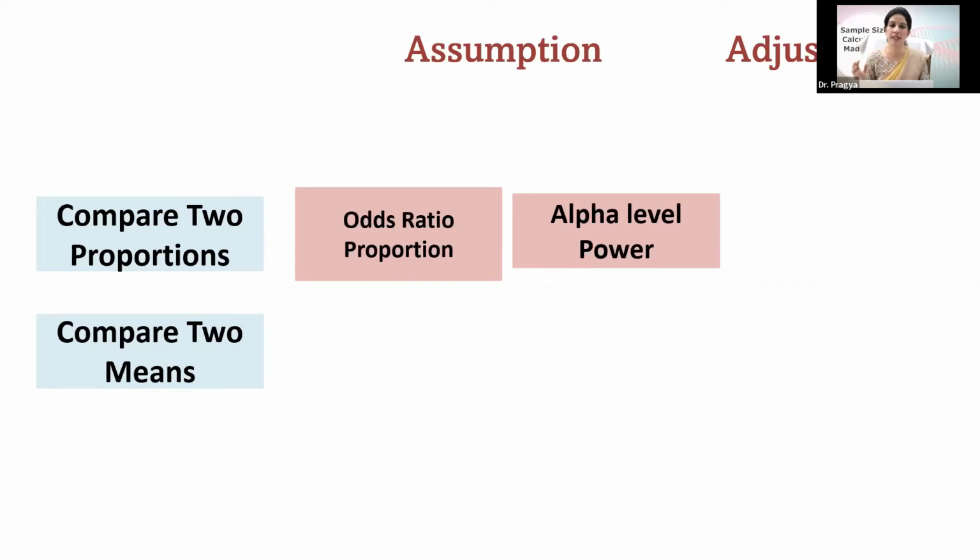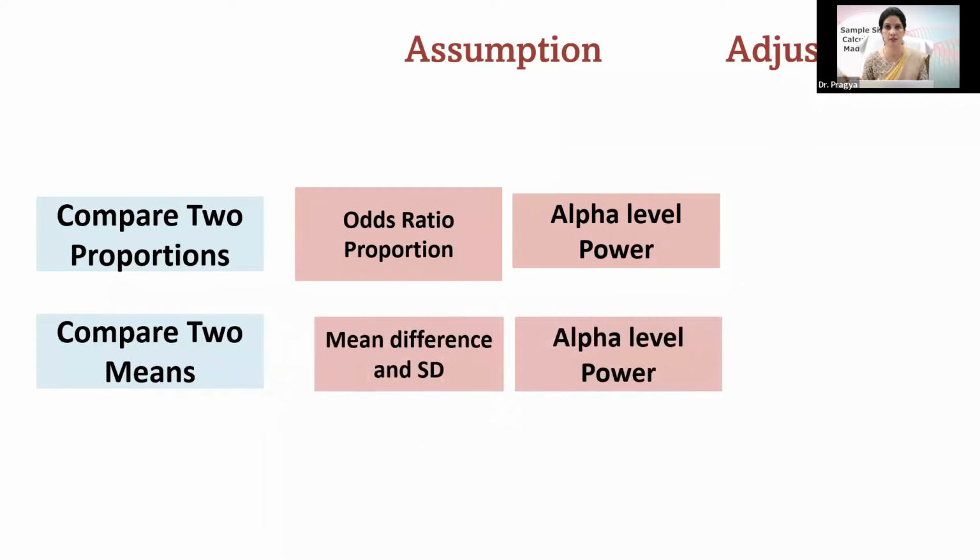And adjustment depends on you, whether you want to adjust it. We have seen that adjustment can be made with the ratio of cases to control. It can be made if you are taking a cluster sampling, or if you want to increase the power or reduce the significance. In that case also you can adjust.